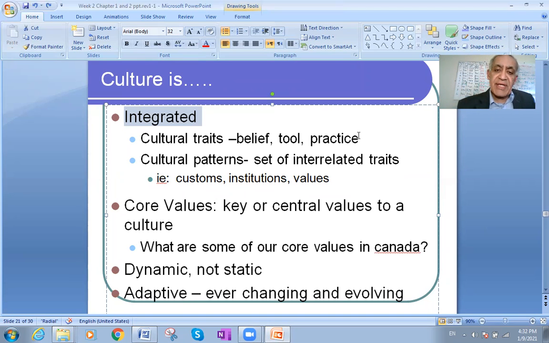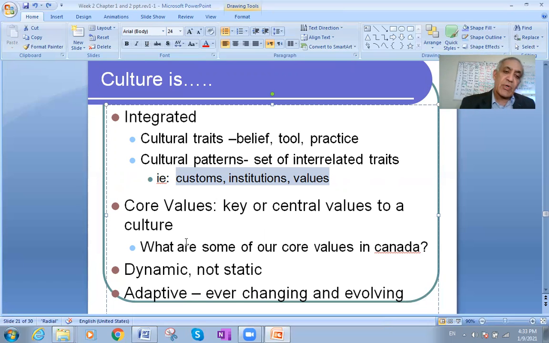The traits, the beliefs, the tools, the practices, the patterns, the set of interrelated traits and customs, all of them are integrated. They don't go in opposite ways. They do not contradict. They do not conflict. They all go in the same way. And they are interpreted by the persons who are members of this culture. In a way, it may be similar to or different from others in another culture.